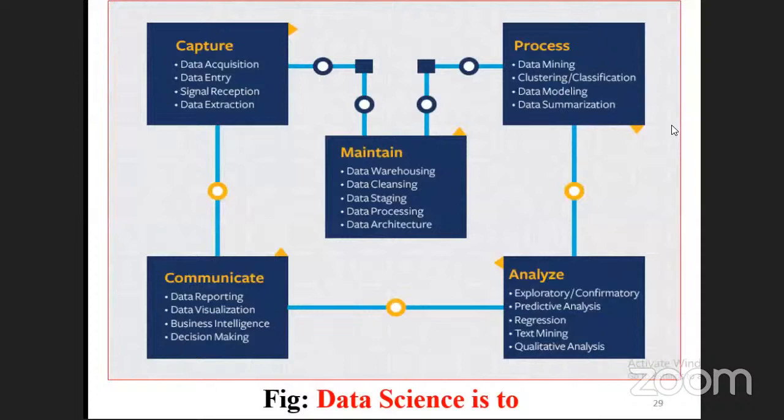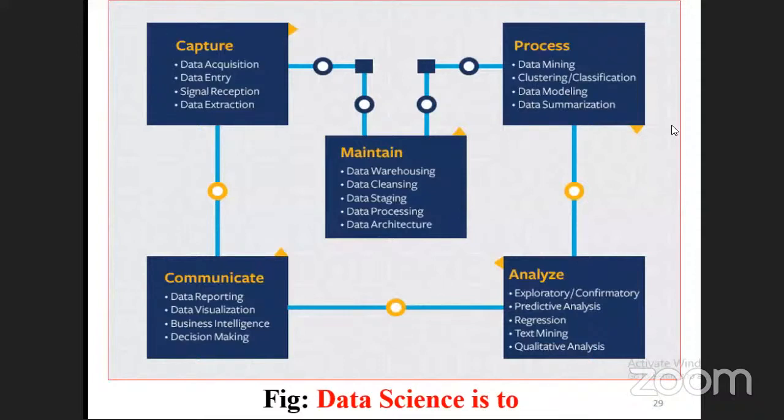So this is the data science institute. There are 5 steps. First, capturing the data with the help of data acquisition, data entry, signal reception, data extraction. Then we are maintaining the database with the help of data warehousing tools like Informatica, Hadoop, Hive, HBase, Cassandra, etc. Then data cleaning. Pre-processing is nothing but data cleaning, eliminating redundant data, noisy data, inconsistent data, dirty data. Data staging: we are converting one form to another format. That is called data staging.